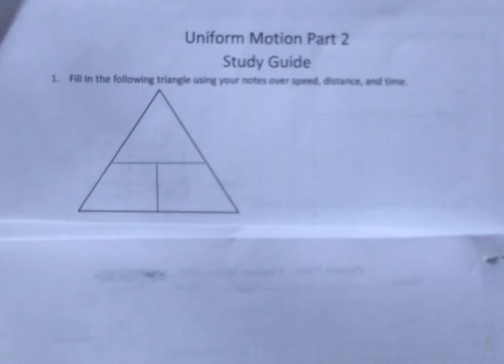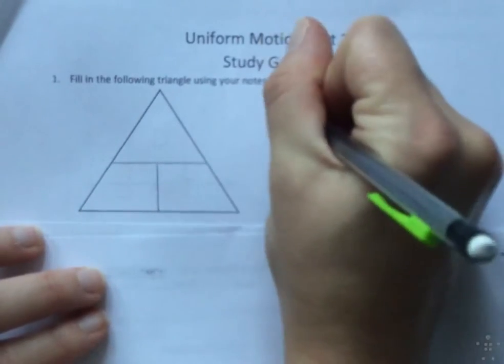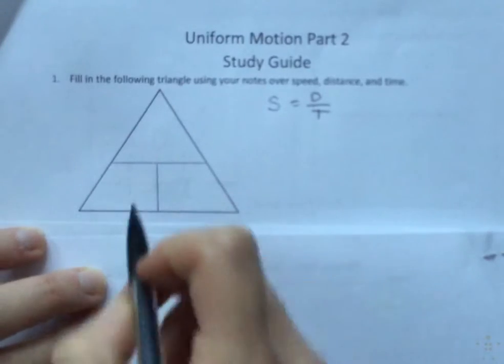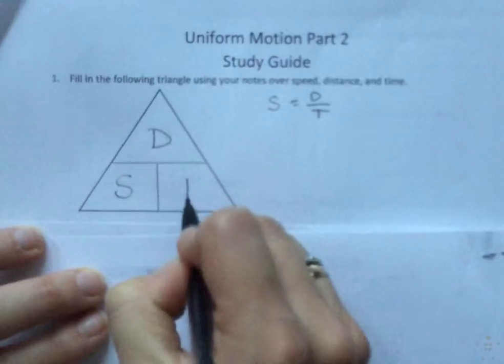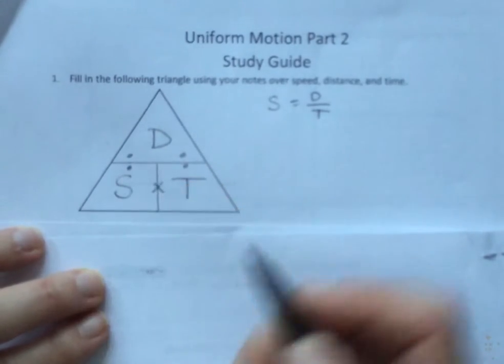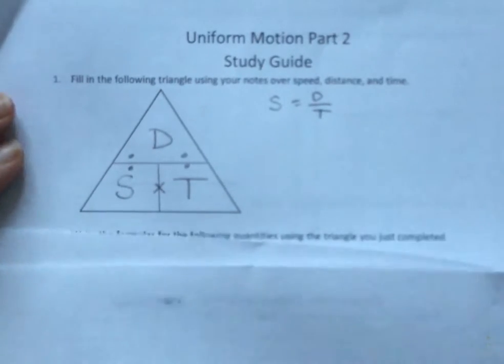Okay, so first of all, we're filling in the triangle using our notes with speed, distance, and time. So hopefully you had those to look back on. And you should at least remember that speed equals distance over time, and that will help you fill this in. If that's true, then the S has to go here, D here, and T there. Don't forget your divider bars and multiplication right there. Once I have that, I can use it to fill out these formulas here.